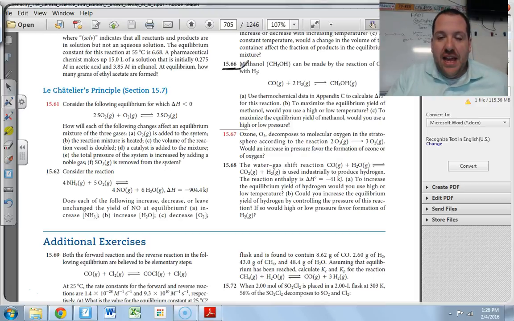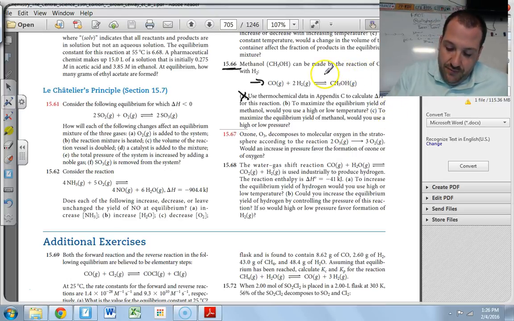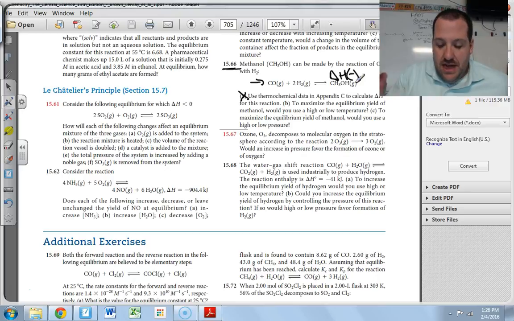Okay, so we have methanol. And methanol is commercially produced using this reaction. And then it says calculate the delta H. This we don't know how to do yet, so we'll skip that. But what we know is that delta H for this reaction is negative. Okay, so that's what we're going to stick with.